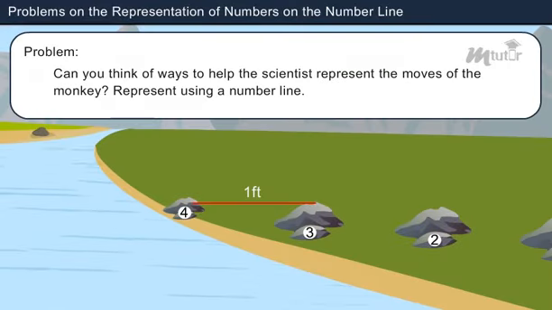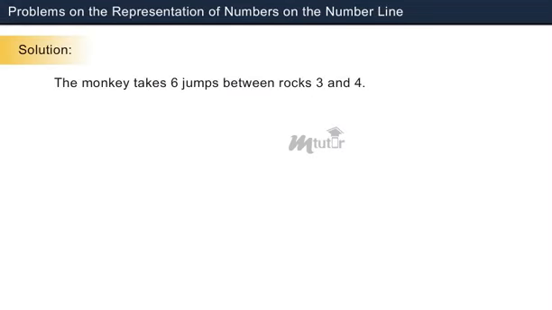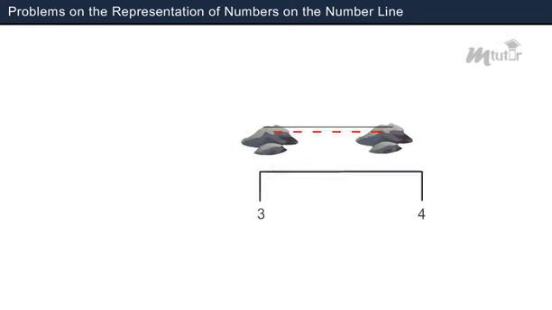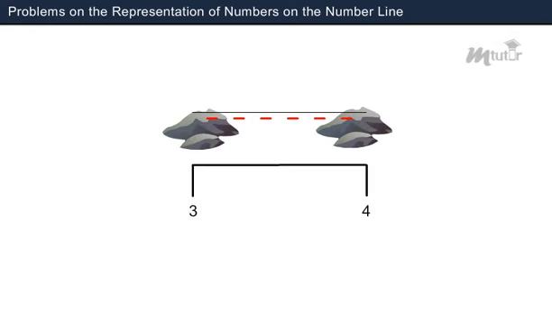Now let's try solving the problem that we considered in the introduction. Solution: we are given that the monkey takes 6 jumps between rocks 3 and 4. On the number line, these are nothing but the 6 rational numbers between 3 and 4. We could thus help the scientist, if we find these 6 rational numbers. Representing the positions of the rocks using a number line, we get the number line shown on the screen, where the interval between each rock is assumed to be 1 foot.